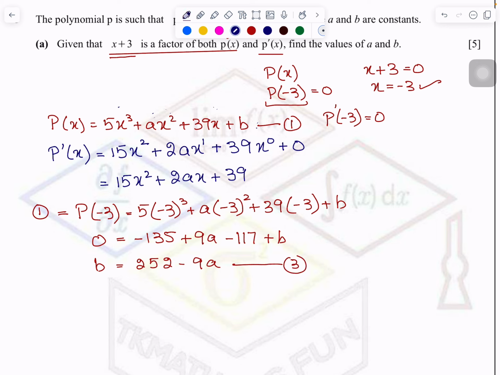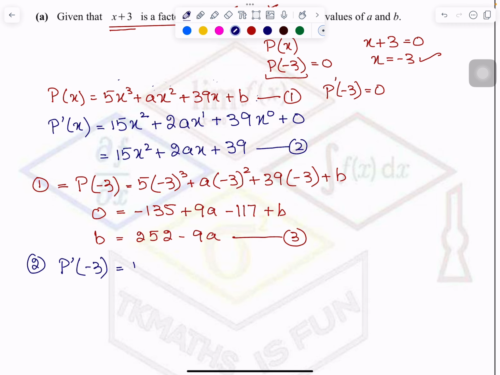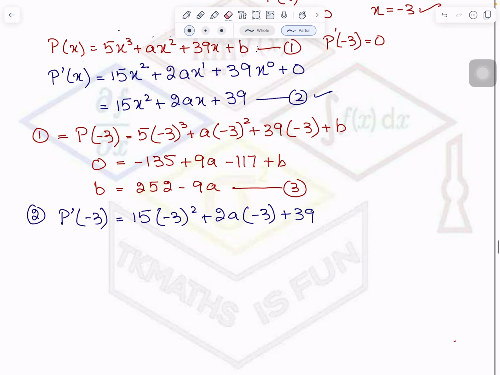Why? Because this one will be my equation 2, which is the differentiated function. Now I will take the differentiated function, and in this function I will put minus 3, because according to the question, x plus 3 is a factor of the differentiated function and the function itself. So now in the function given in equation 2, I will replace x by minus 3, right? And I will simply do the calculation here. So now it will be 0 equals 135 minus 6a plus 39. Now in this equation, you see b is gone, so you can simply calculate for a, and you will get the value.